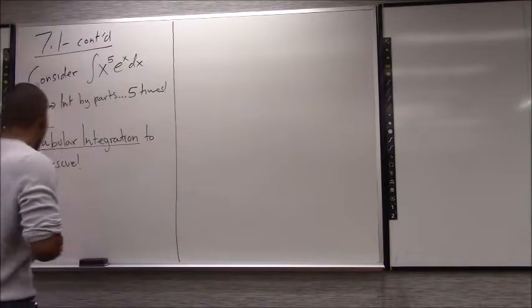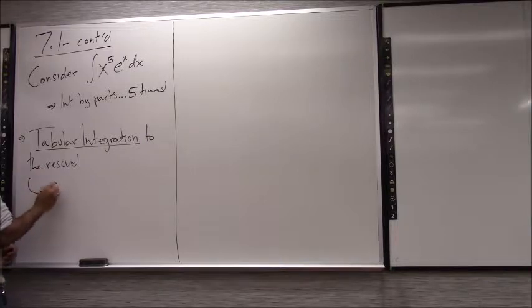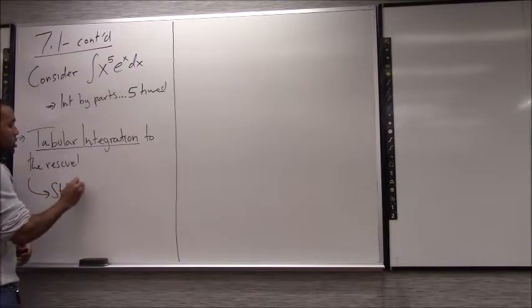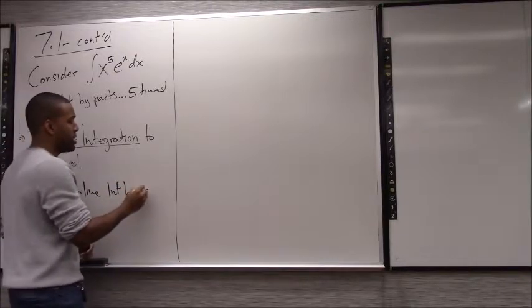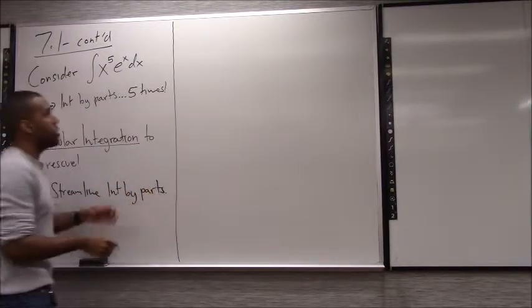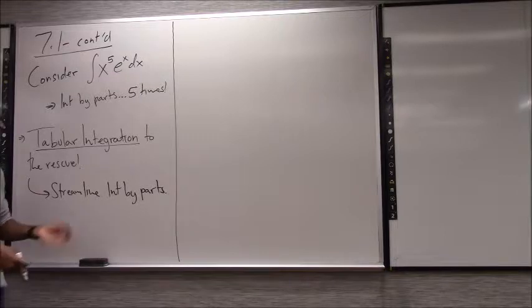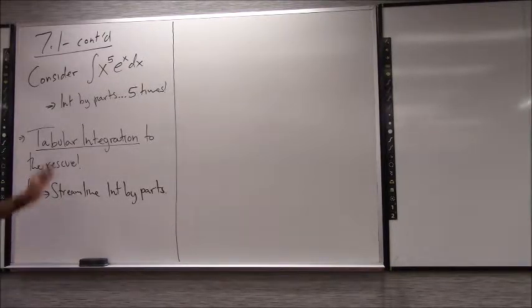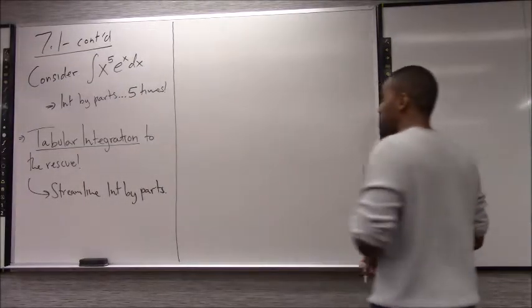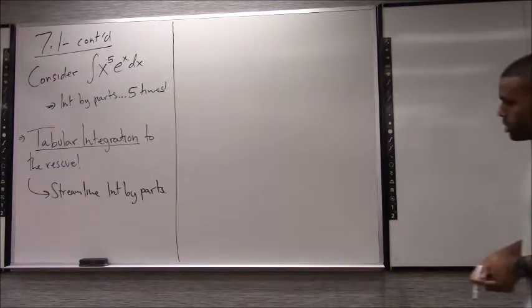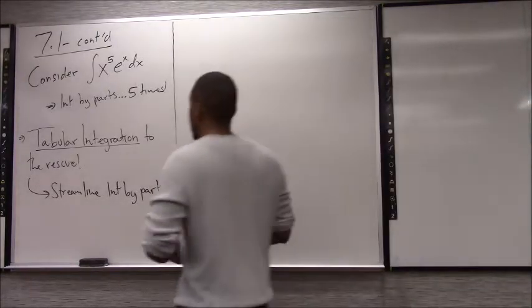Okay, so there's something called tabular integration. So it's basically a way to streamline integration by parts, and you can literally do this anytime. I think if you have to do integration by parts one time, it's kind of overkill. But if you want to do it 2 or more times, I think it streamlines it very nicely. So I'll illustrate the method here with this integral, and then I'll describe how it works.